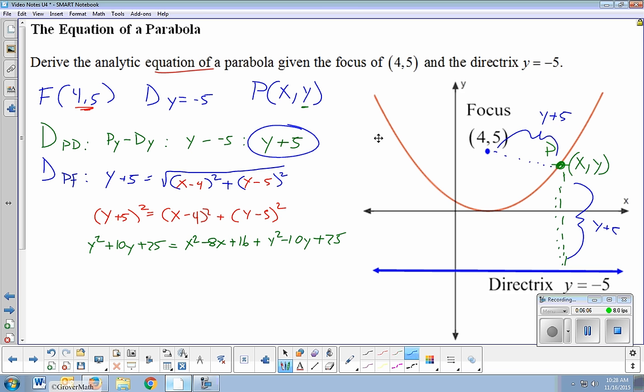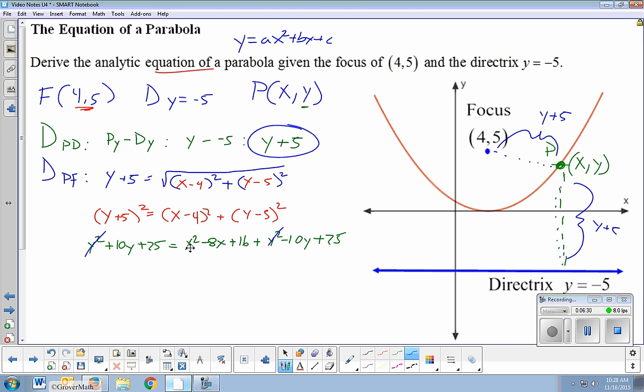Now remember what we're trying to do here is get the equation of a parabola. And the equation of a parabola looks like y equals ax squared plus bx plus c. So I want y equals on the left side. I have a lot of other stuff there. And also notice that you have x squareds and y squareds. We don't see that in a parabola, but the nice thing that happens here is we have a y squared here, but we also have another one here, and they cancel each other out.